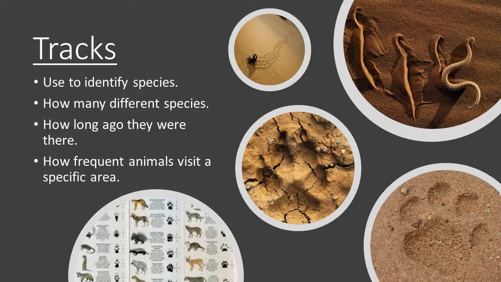The next one I want to look at is a nice one. That's the actual footprint, the actual track of an animal. Now we can use that to identify species. We can see how many different species there are. We can see how long ago they've been to a specific place, and we can also see how frequently they visit a specific area, like for example a watering hole. But we can also track a specific individual by following the footprints.